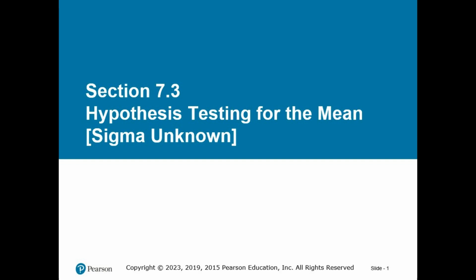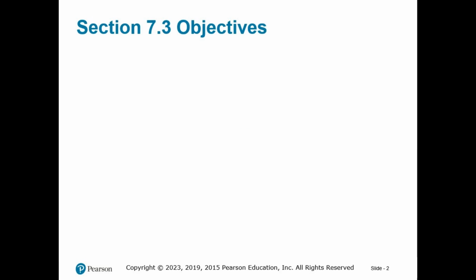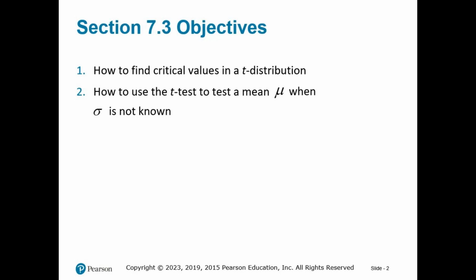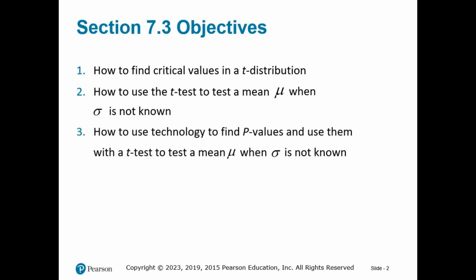Okay, let's dive in. Welcome to the lecture video for Chapter 7, Section 3. Today we'll be talking about how to find critical values in a t-distribution, how to use the t-test to test a mean when sigma is not known, and how to use technology to find p-values and use them with the t-test to test a mean mu when sigma is not known.